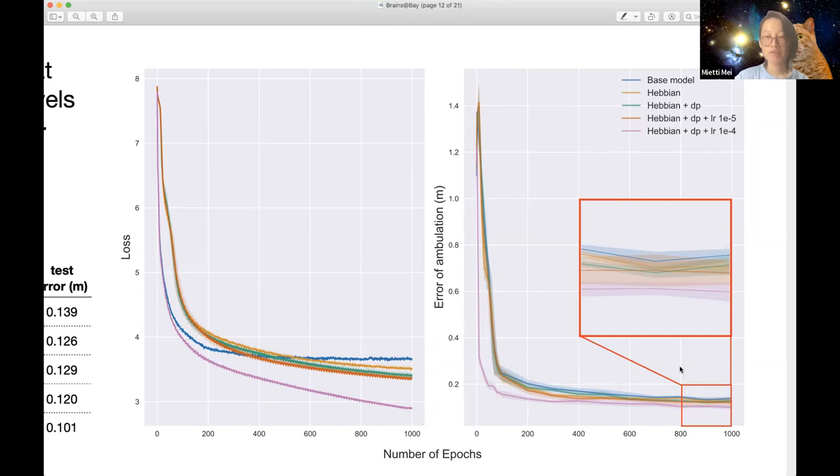So what if we evaluate this task performance by using the error of ambulation? This is the difference between the given trajectory, the ground truth, and the predicted trajectory or the location of the agent. What's interesting about this is that we actually have faster learning between 0 and 200 epochs in all the versions, and this goes well in alignment with the loss evaluation.